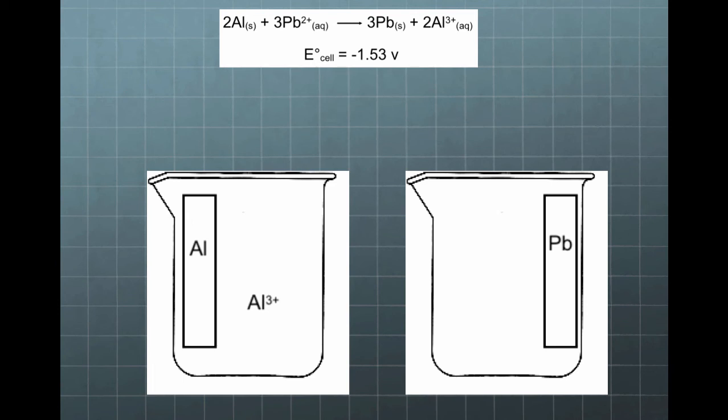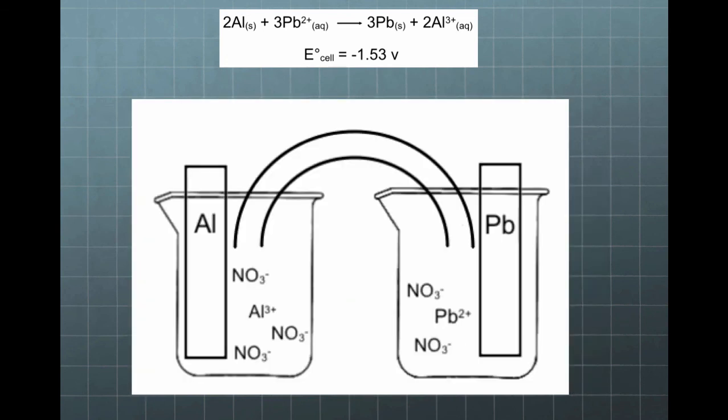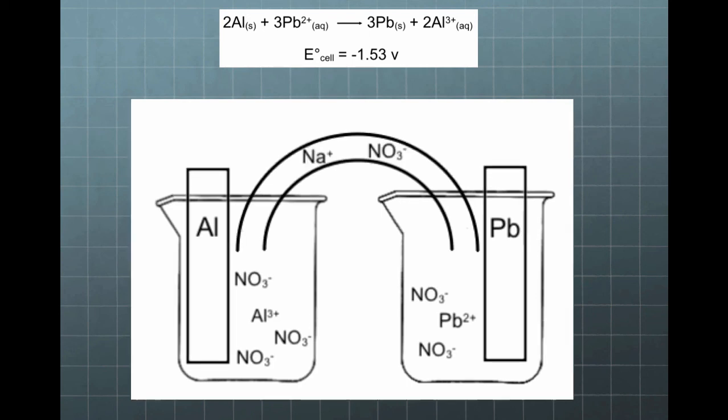Well, what kind of solutions are in our beakers? For the aluminum electrode, we're going to need aluminum ions, but we can't bring those in alone. We need to bring nitrates in with it. So I've shown 3 nitrates. Now for our lead, we need lead ions, and of course we need nitrates. So we'd add a 1 molar lead nitrate solution. What else do we need? Well, we need a salt bridge. So our salt bridge will allow, once the ions begin to flow, to balance that charge. Let's add some ions to the salt bridge. We'll add sodium ions and nitrate ions, which tend to be non-reactive.